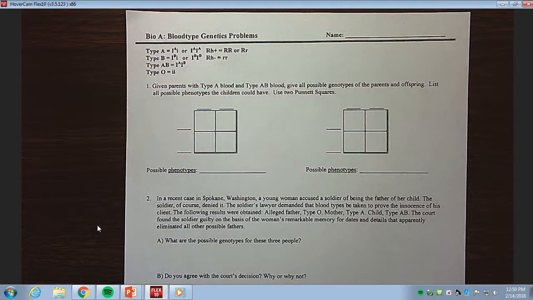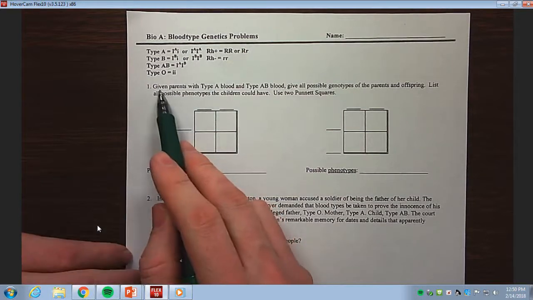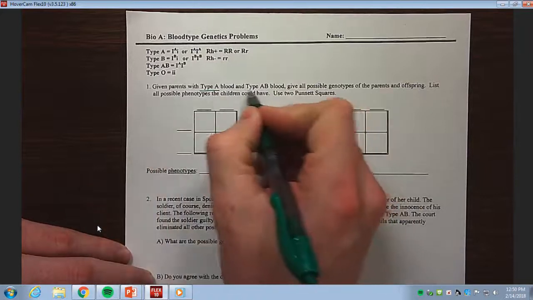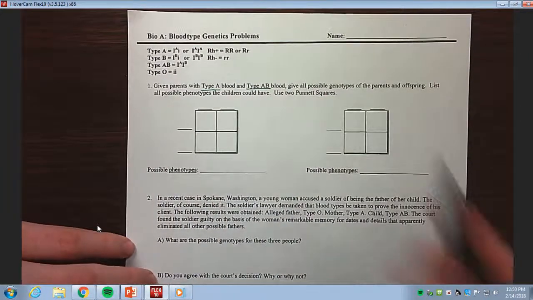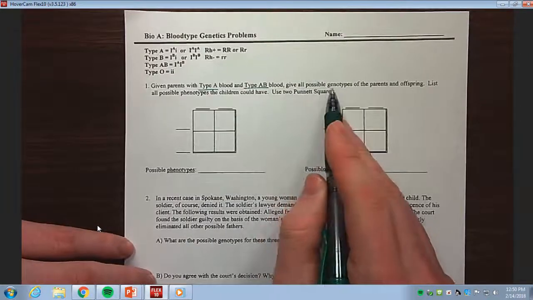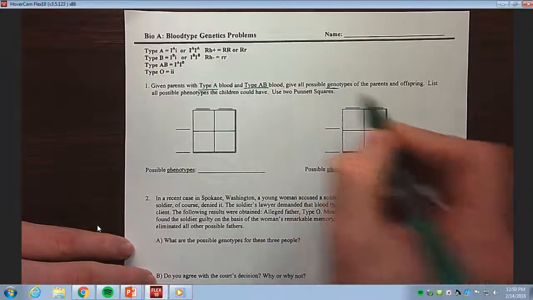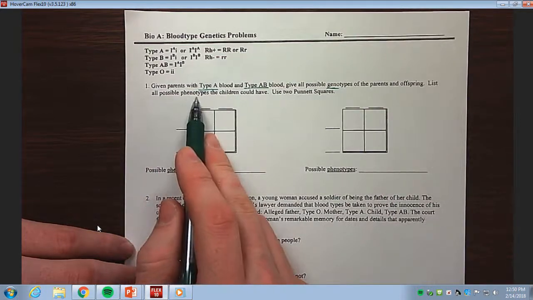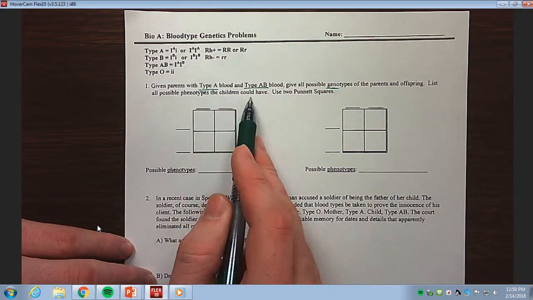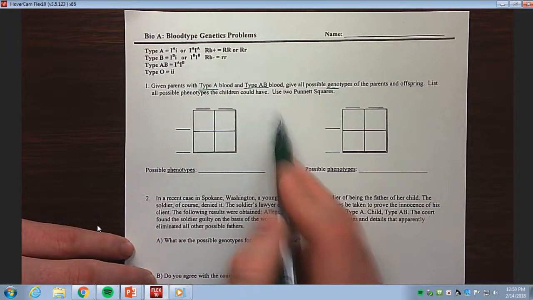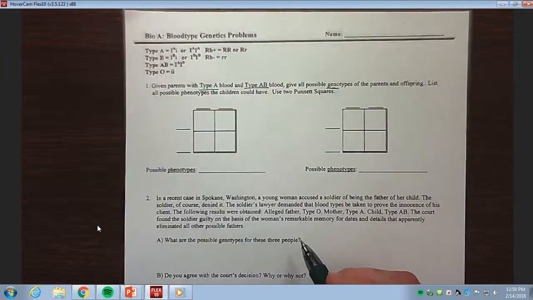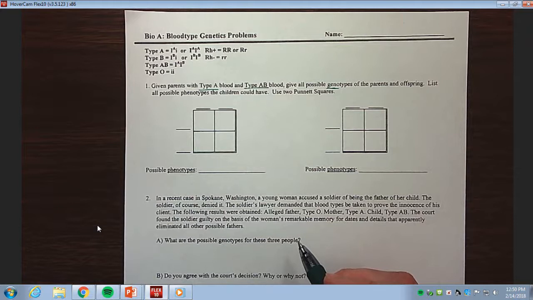Okay, here we go. So let's read through number one. So we have two parents. One has type A blood, one has type AB blood. We want to know all possible genotypes of the parents and offspring. List all possible phenotypes the children could have, and we have two Punnett squares set up for you. Alright, so let's first work on these genotypes of the parents.